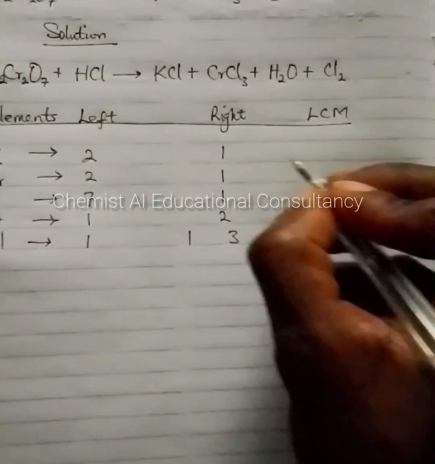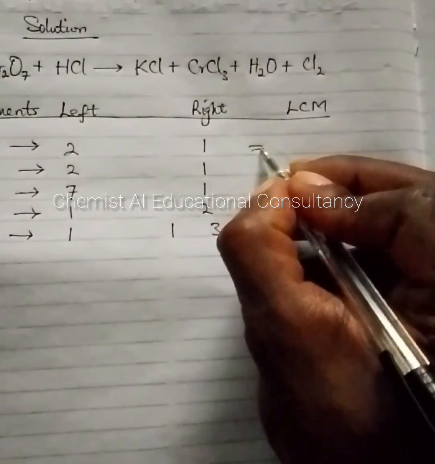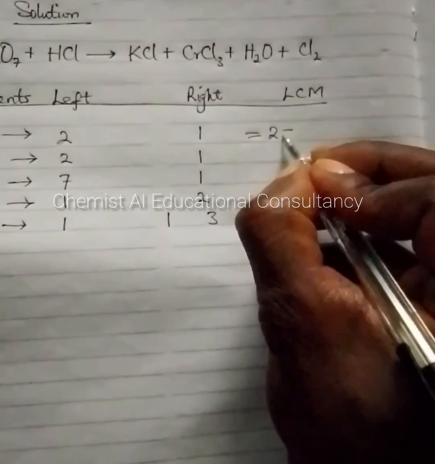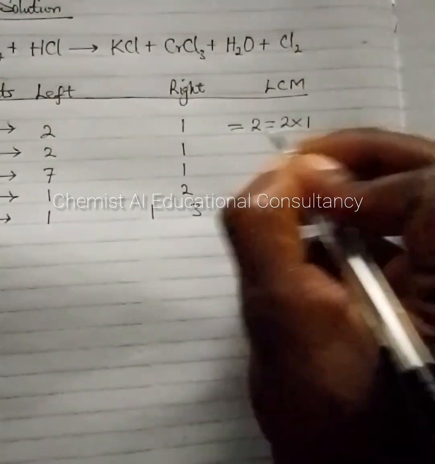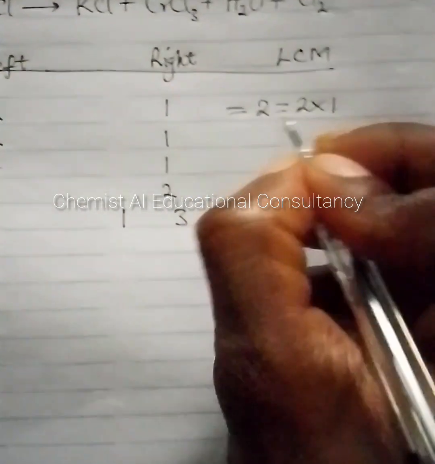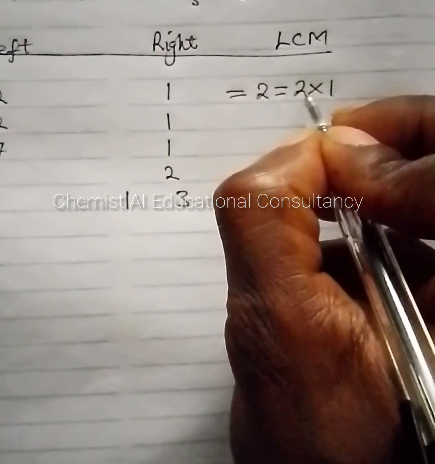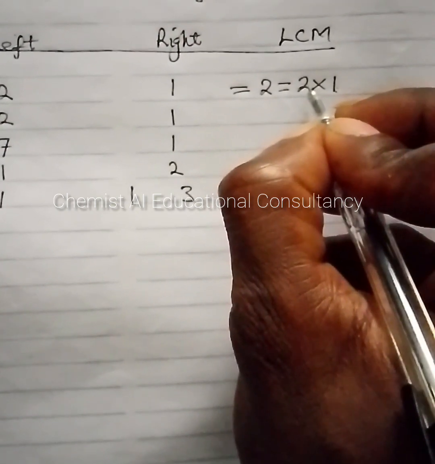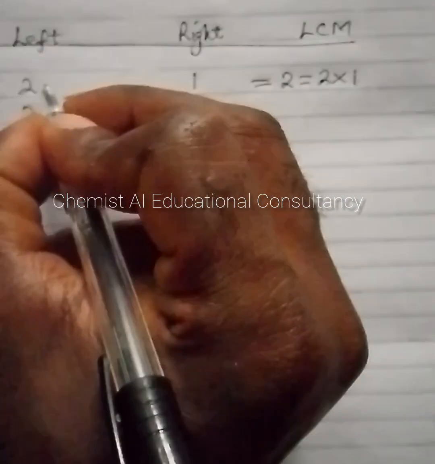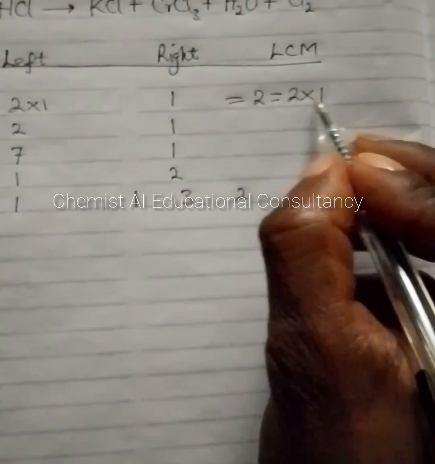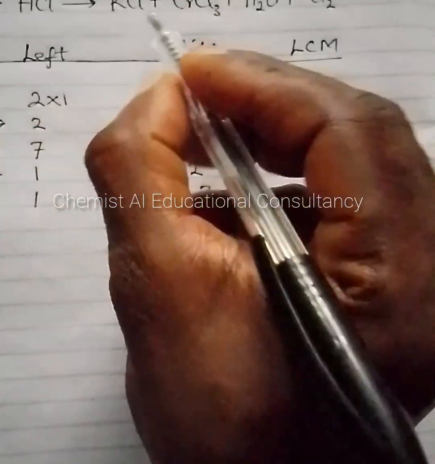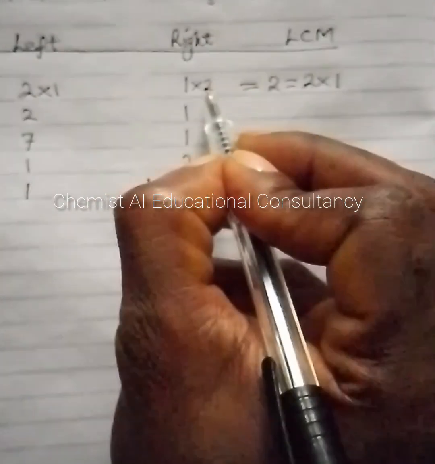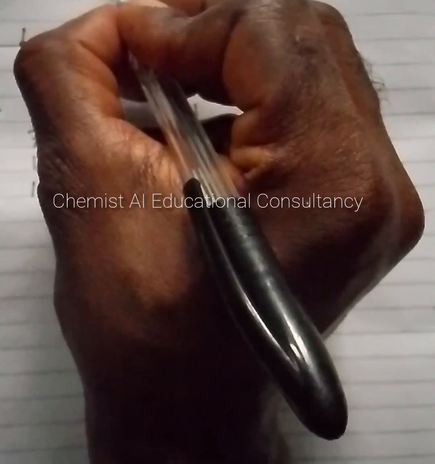Now, quickly we look for the LCM of 2 and 1. Of course, that is 2, right? How do we get 2? That is 2 times 1, because when 2 multiplies 1, we get 2. And when 1 multiplies 2, we get 2 also. Therefore, we come back to these 2. This 2 is going to multiply 1 to get 2. And this 1 will multiply 2. So 1 times 2. You are going to implement this in the real reaction equation.